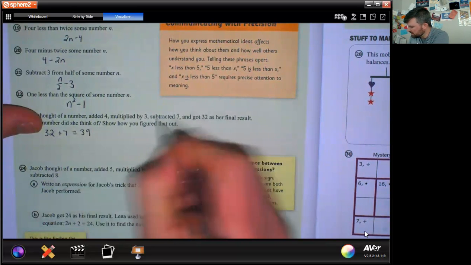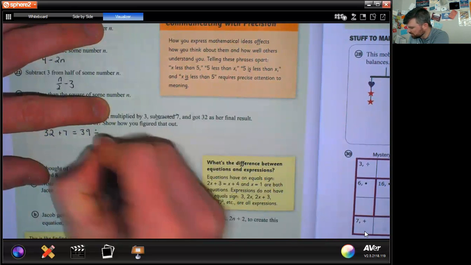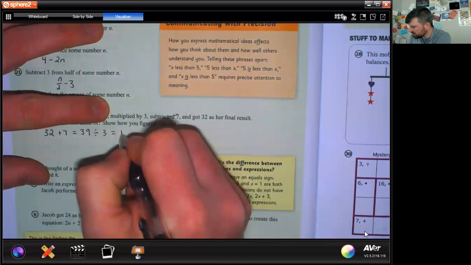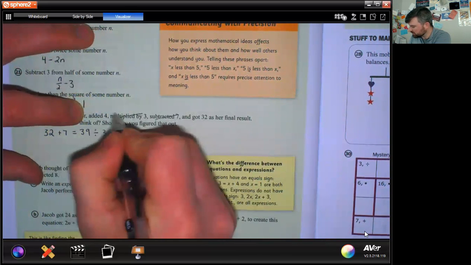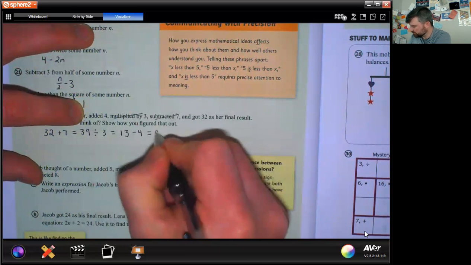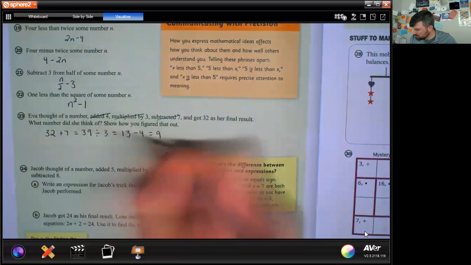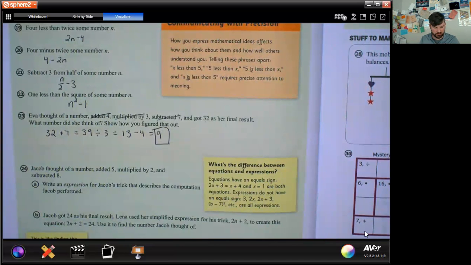Okay, so I did that. And then instead of multiplying by 3, I'm going to take that divided by 3. 39 divided by 3 is 13. Instead of adding 4, I'm going to subtract 4 from that and get 9. And then that's all that she did. So 9 must have been her starting number.